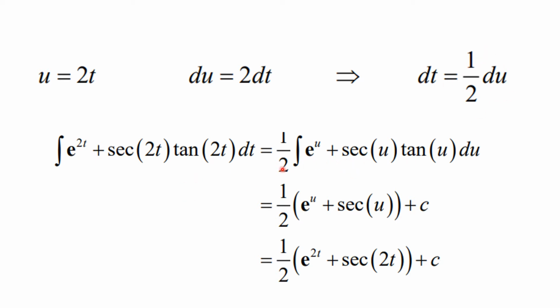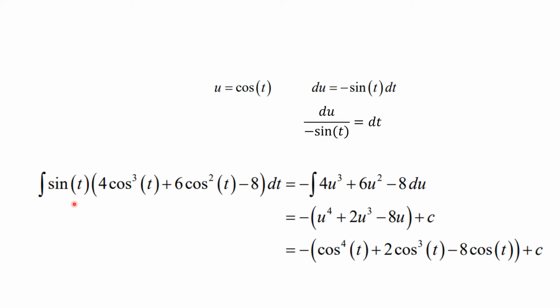That's the 1/2. And then this is e to the u, secant u, tangent u, du. And the antiderivative of this is e to the u. The antiderivative of this is secant u. You see, you have to know these things cold. And then it is plus c. And for the problem to be correct, we have to return to our native variable, so we back substitute for u. And that's the final answer to that problem.